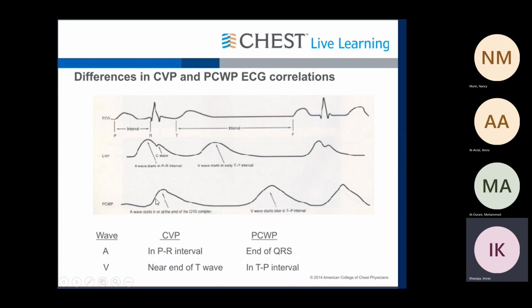And the wedge waveform as it correlates with the EKG. You see things are moved towards the right side, bringing your A wave after the QRS and bringing your V wave further, just before the P wave.